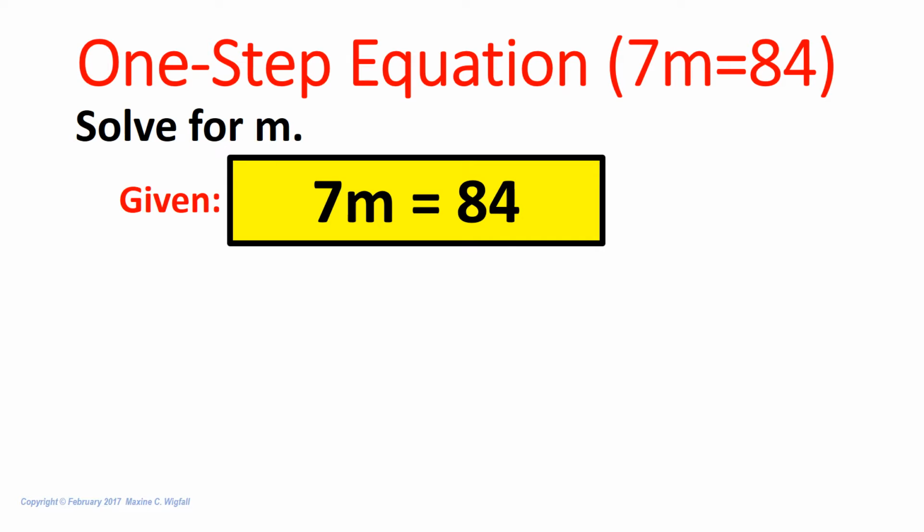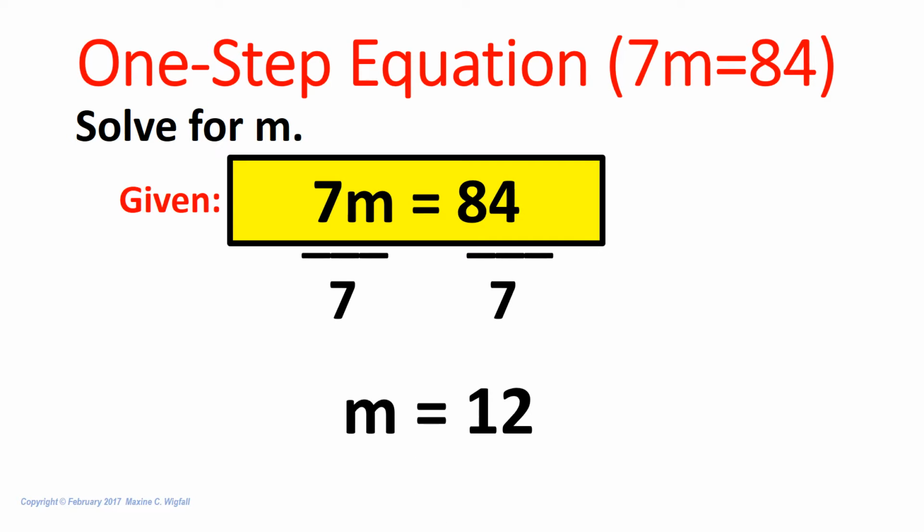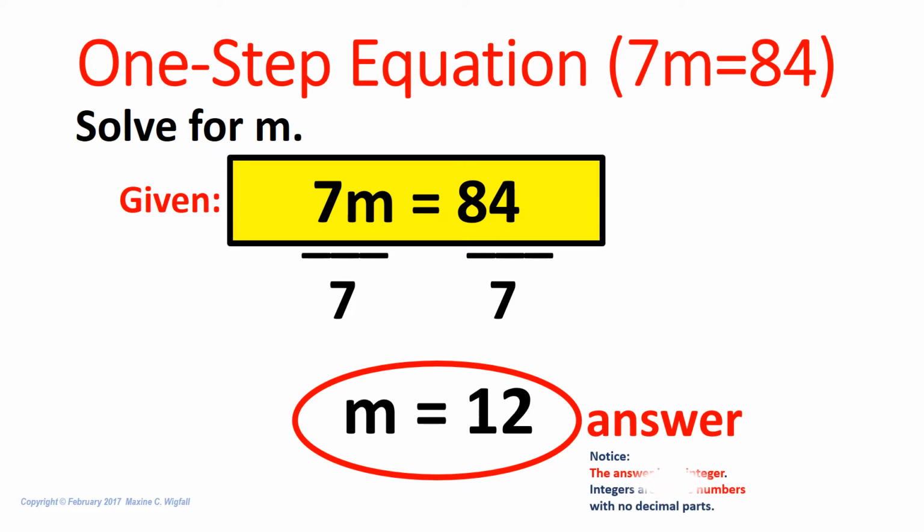Solve for m. Given 7m equals 84. Divide by 7 on both sides. M equals 12. Notice again the answer is an integer, just as I said it would be. Integers are whole numbers with no decimal parts. I hope you are stopping the video when you see the given problem to try to see can you get the answer before it is given.